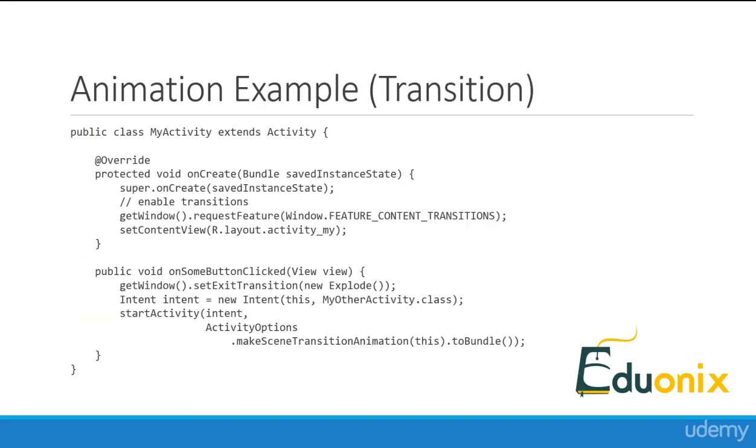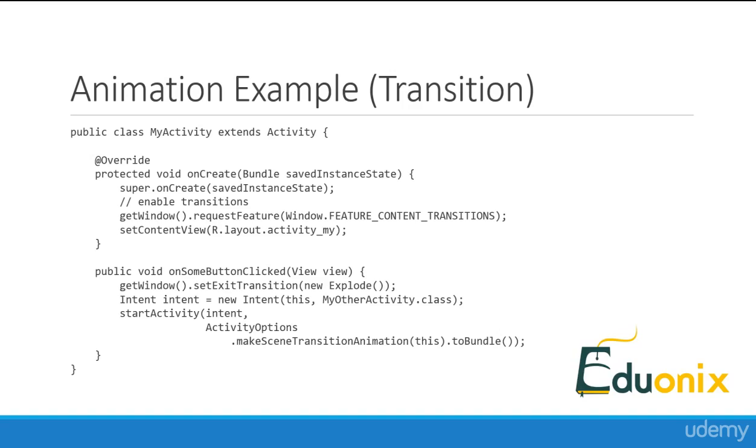Here we see an example of utilizing activity transition animations in code. In the button callback named onSomeButtonClicked, we want to start a new activity, but we want to use an explode transition for animating out of this current activity. We set the exit transition by calling the setExitTransition method on the current window. We then create the intent for a new activity and start it with the activity options, which will create the desired transition animation.